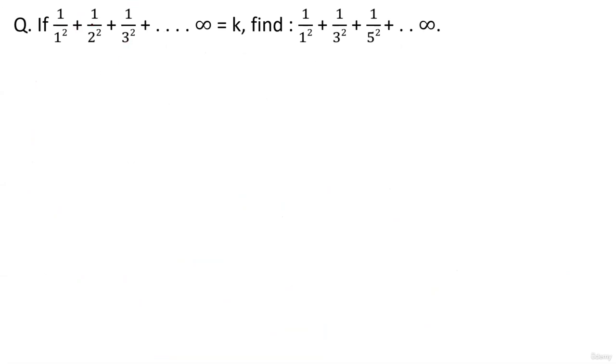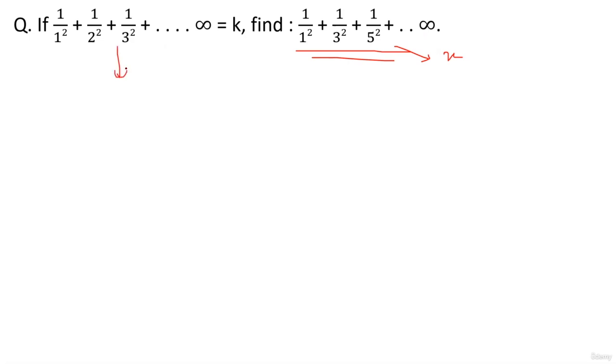Okay, so 1 upon 1 square plus 1 upon 2 square plus 1 upon 3 square up to infinity is k. Find 1 upon 1 square plus 1 upon 3 square plus 1 upon 5 square up to infinity. Now see, we need the sum of the terms 1 upon 1 square, 1 upon 3 square, 1 upon 5 square. Let us suppose it is equal to x. And we separate the given terms here.